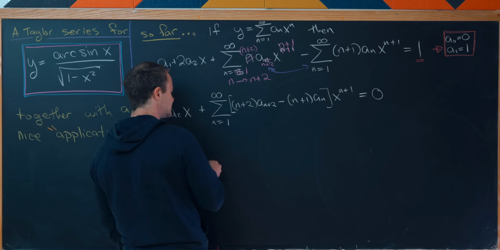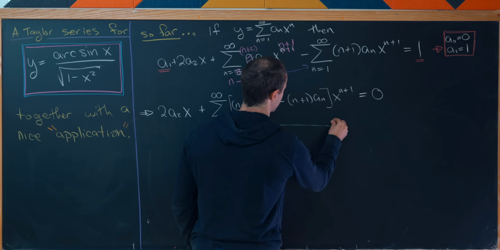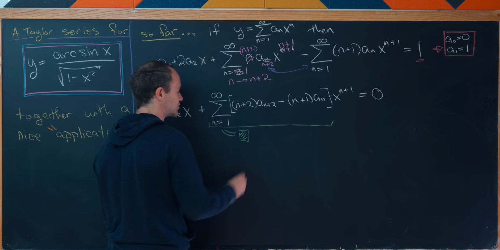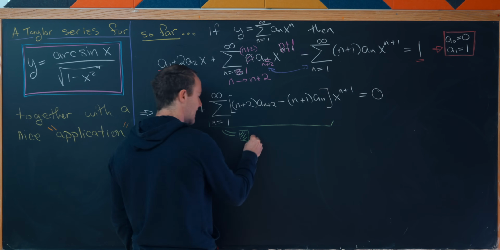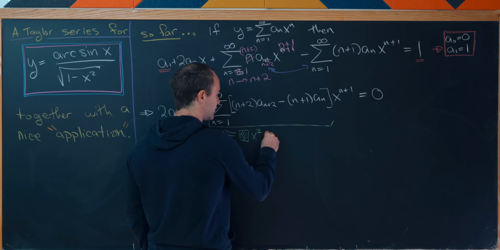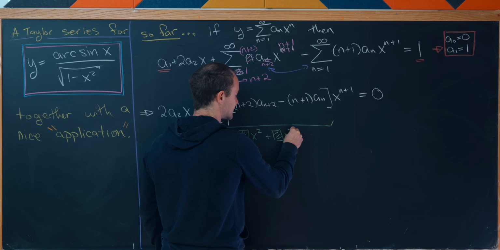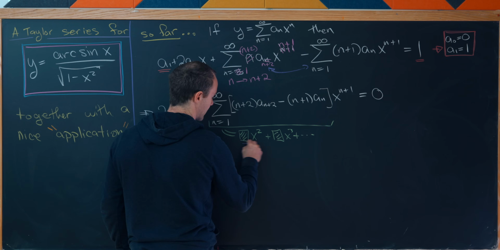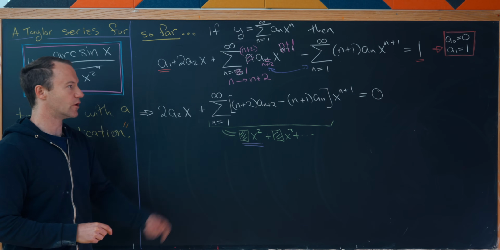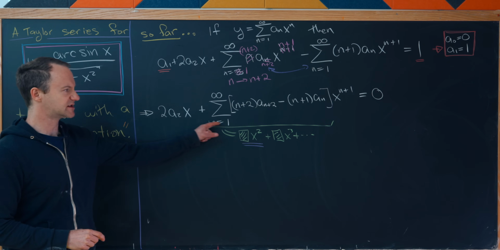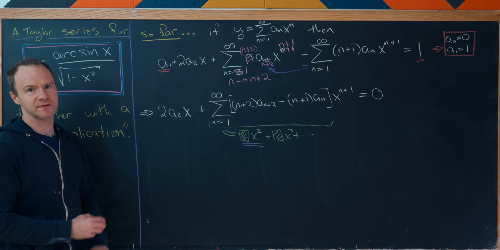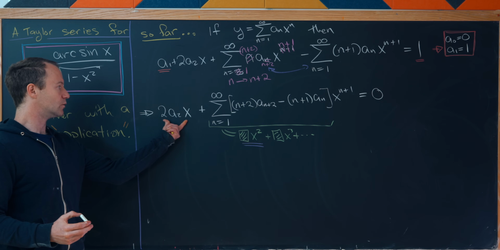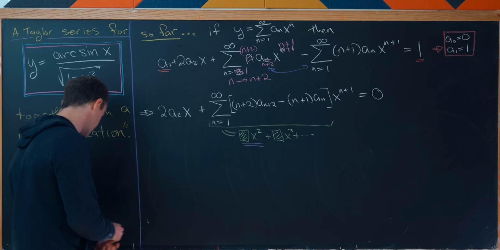But now let's zoom in on this thing a little bit and notice if we were to expand it, it would be some coefficient, which I'm actually not going to worry about at the moment, times x squared plus some coefficient times x cubed, dot dot dot. The important thing is it starts at x squared. Notice that the right-hand side has no x squared terms, and this thing that I've underlined in green has no x terms. That means the only x to the first power term is this term right here, which means, in fact, a2 must be 0.